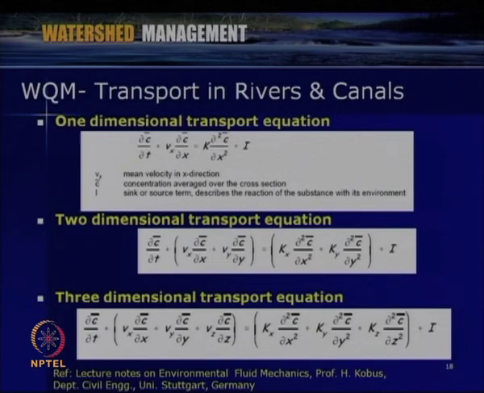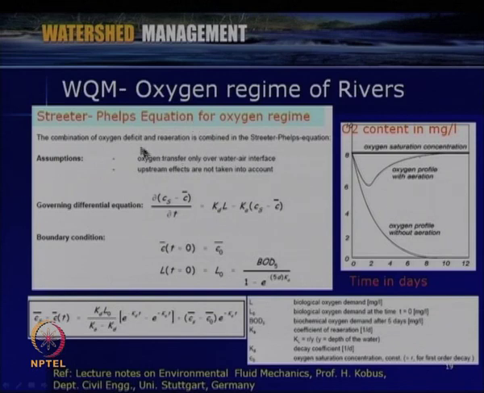So, depending upon what kind of water quality modeling you intend to do, like in the transport phenomena or the contaminant transport in a river, in a lake, or whatever system you are considering, we can go for one dimensional modeling. For example, river quality modeling, generally we can do one dimensional, two dimensional, or three dimensional modeling. Now another important aspect which we generally look into is the oxygen regime of rivers when we are looking at river quality modeling. This we can represent in terms of dissolved oxygen. The combination of oxygen deficit and reaeration we can combine in an equation called the Streeter-Phelps equation.